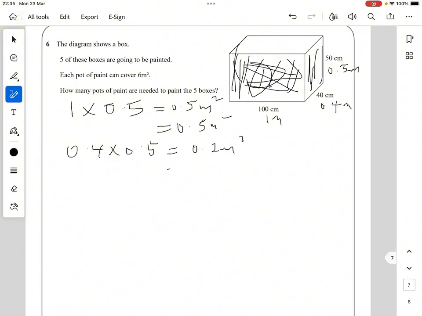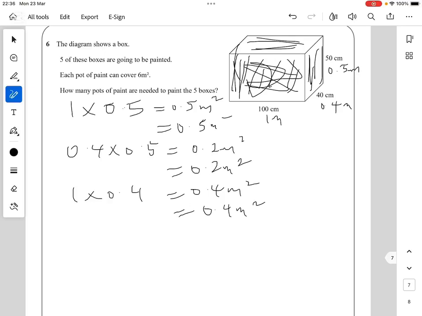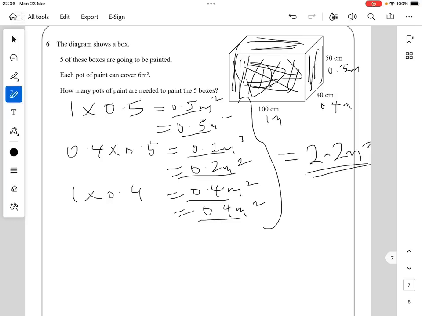The opposite side is also 0.2 meter squared. Last but not least, the top and the bottom is going to be 1 times 0.4, which is 0.4 meter squared for the top, and for the bottom is also 0.4 meter squared. So by the time you add everything to get your total surface area, it's going to be 0.5 plus 0.5, 1, plus 0.2, 1.2, plus another 0.2, 1.4, plus 0.4, 1.8, plus 0.4, that is 2.2 meters squared. That's the total surface area.